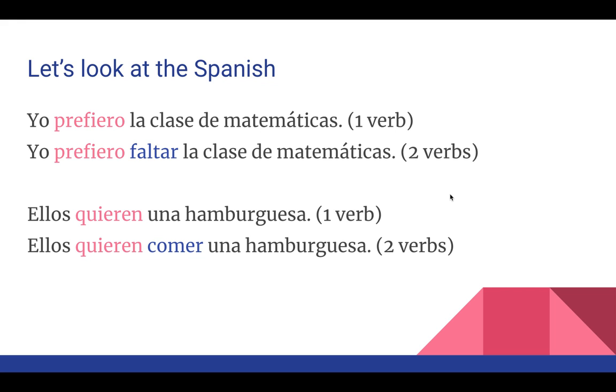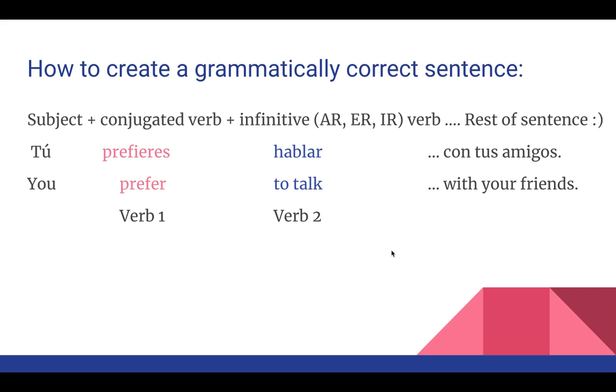So that's the kind of comparison that we're looking at, especially when I realized this when we started writing our sentences for our posters, that we had some mishaps that maybe we haven't gone over this yet. So here's kind of how to create a grammatically correct sentence with 2 verbs. You first start off with your subject, then your conjugated verb, then your infinitive verb, meaning AR, ER, IR, and then you obviously put the rest of your sentence. So I put one sentence in Spanish and then English. So we have tú prefieres hablar con tus amigos. You prefer to talk with your friends. So notice that I don't say you prefer with your friends. You're saying you prefer to talk with your friends. So this has 2 in it.